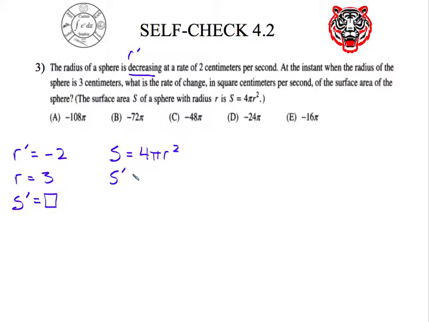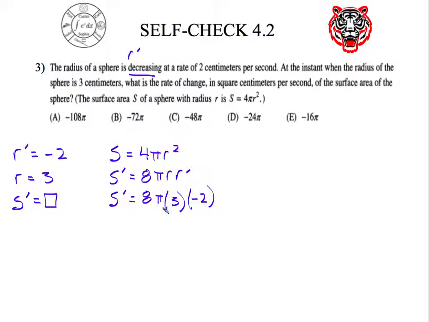So S prime, the derivative, is going to be, bring the 2 down for the power rule, so that's going to be 8 pi r prime. All right, so from there, can we sub in everything? We need an r and an r prime. They gave us an r and r prime. So S prime is equal to, just plug in and go, 8 pi, and then there's our r, 3, and there's our r prime, -2.